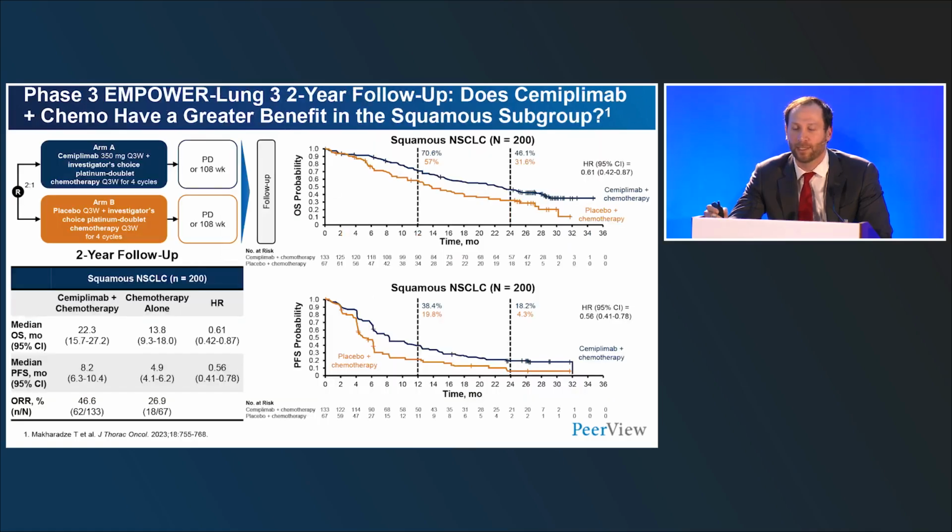And then, so most people know about the pembrolizumab study, but more recently, there's also the Empower Lung 3 study that has 2-year follow-up and also demonstrates overall survival benefit. Within the squamous, this was an all-comers population, squamous and non-squamous. But if you look in the squamous subgroup, you can also see an overall survival benefit and a progression-free survival benefit, very similar to what we see in the Keynote 407 study. And this is from the 2-year overall survival data.